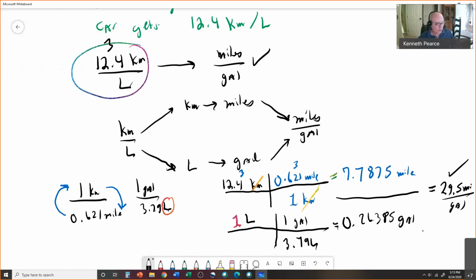And there you go. So the upshot of doing these when you have something over something is that the easiest way to do it is just split them out. So you have miles per gallon. You go from kilometers to miles, and you go liters to gallons, and recombine it at the end. And generally, this is how you do conversions.